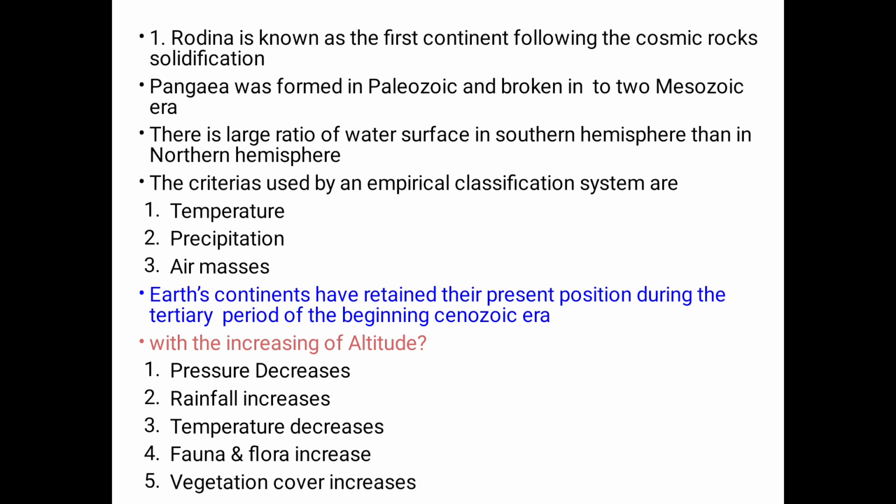Another point, the criteria used by an empirical classification system are temperature, precipitation, and air masses. Air masses, precipitation, and temperature are the major criteria that are used in empirical climate classification for the purpose of classifying the world climate. Good.